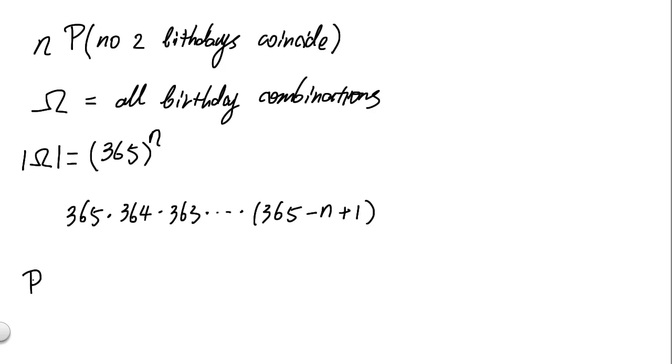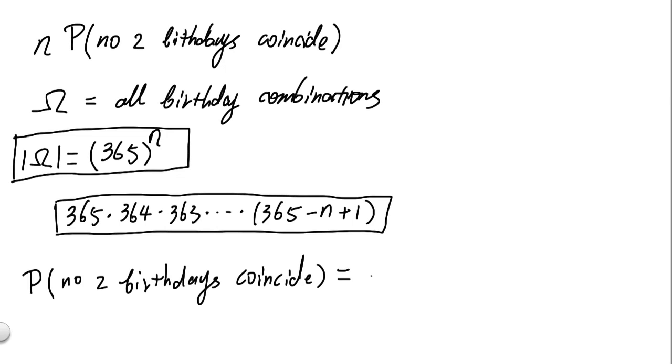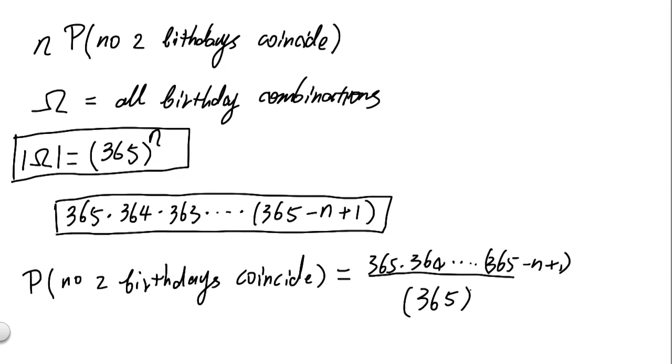Now, looking at these two numbers, we know that the probability of no two birthdays coinciding is equal to the size of the event, which is this product here, 365 times 364, and so forth, times 365 minus n plus 1, divided by the size of the sample space, 365 raised to the nth power.